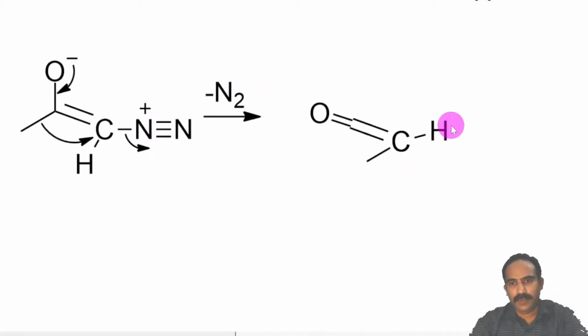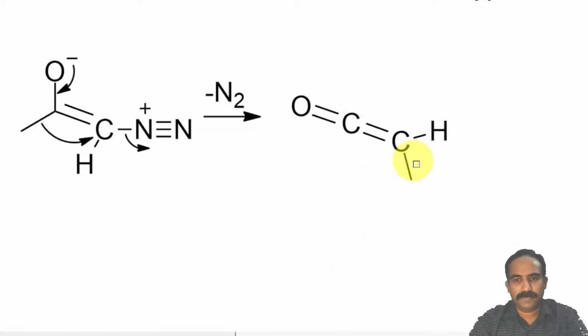Let's do a little bit of beautification here. Let's draw the carbon there. That looks better. This is nothing but ketene. So the Wolff rearrangement is this one. I have shown here the mechanism as a concerted mechanism. This bond is breaking and this migration is happening at the same time.